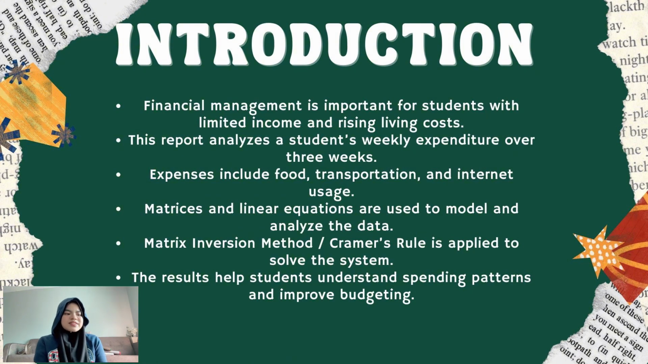Next, matrix and linear equations are used to model and analyze the data. Mathematics is used to solve the problem. Linear equations and matrices are used to organize and calculate the expenses. Next, the matrix inversion method, or Cramer's rule, is applied to solve a system. This method helps us find the exact amount for each category. Last but not least, the result helps students understand spending patterns and improve budgeting. The result shows how mathematics can help students plan and control their spending better.